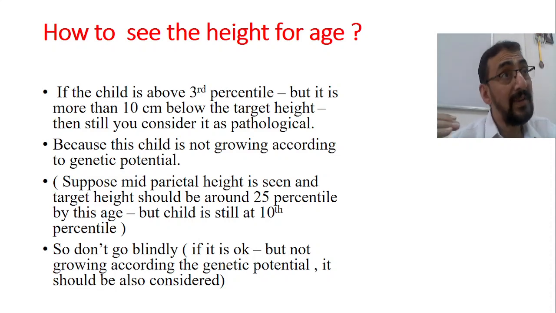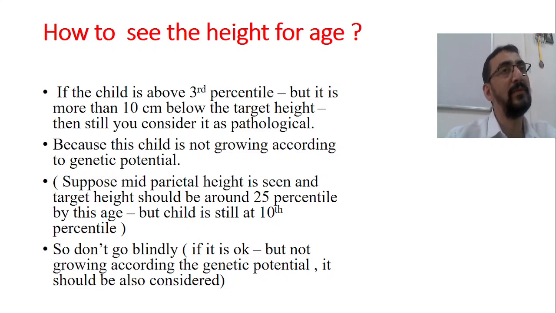But it is more than the third percentile. In the chart, if you see, it is more than the third percentile, but from the target height, it is 15 centimeters less. And this should also be considered very seriously because this may be a cause of pathological short stature. So just above the third percentile, you cannot relax. It is not considered short stature, I will agree. But it does not mean that the child is safe, because the child is 15 centimeters below the target height.